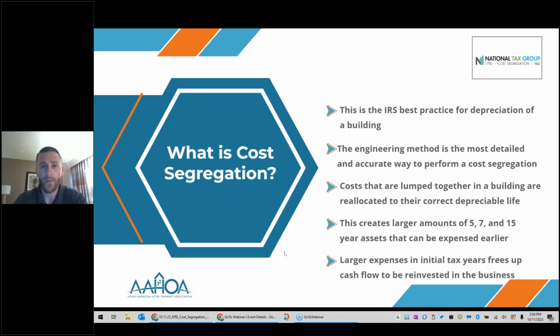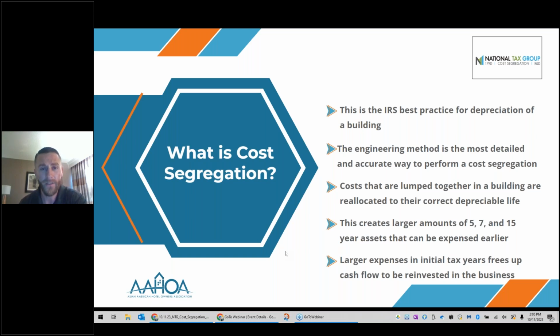So realistically, with cost segregation, when you buy an asset or a new hotel, those costs are incurred and lumped up into one number. They're all in one lump sum of the building. And if you're depreciating that value, you're not really taking advantage of the most taxable expense that you can.